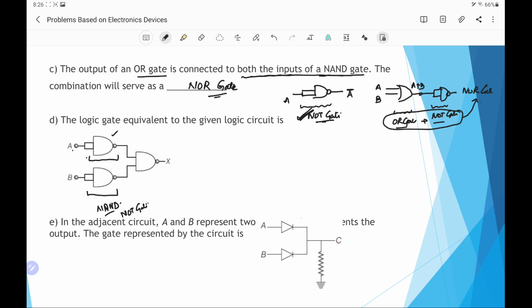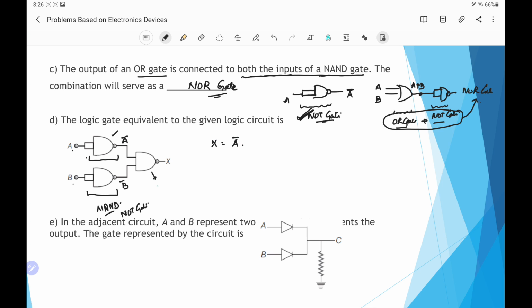Hence, if input is A, then output of this NAND gate will be complement of A. And similarly, for B, the output will be B complement. And these two inputs are given to a NAND gate. So X can be written as A complement, this is one of the inputs.